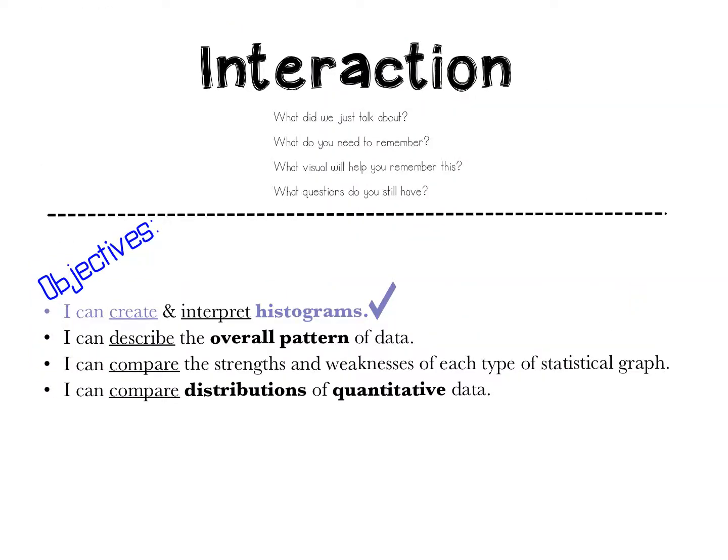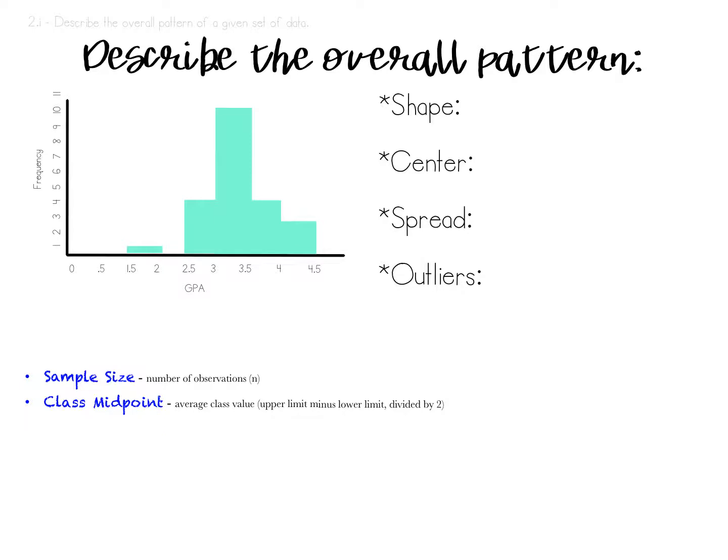All right, so we have created histograms, so go ahead and pause the video and make some sort of interaction that will help you remember what you've just learned, important information, questions that you have, or things that you want to make sure you remember when you go to study. All right, so this is our same histogram that we've been using. I would like you to take a minute and pause the video and describe the overall pattern, so talking about shape, center, spread, and outliers.